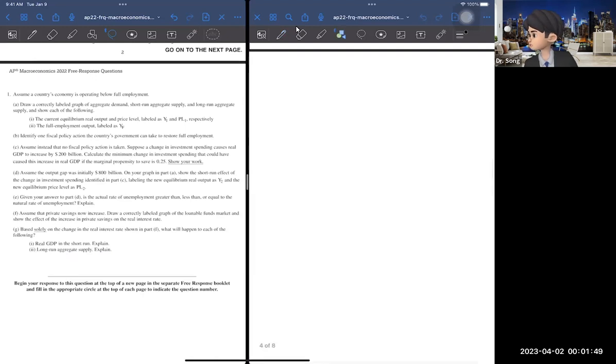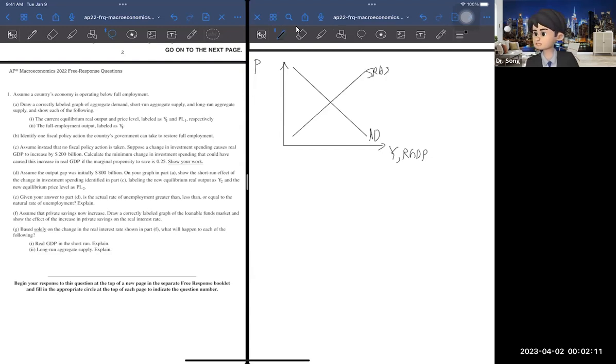You always need to start the graph with the y-axis and the x-axis. The y-axis is the price level, P, and the x-axis is the output, or real GDP. We have a downward sloping aggregate demand curve and an upward sloping short-run aggregate supply curve. But the question says the economy is operating below full employment. So how can we draw the long-run aggregate supply curve? The long-run aggregate supply curve should be here.